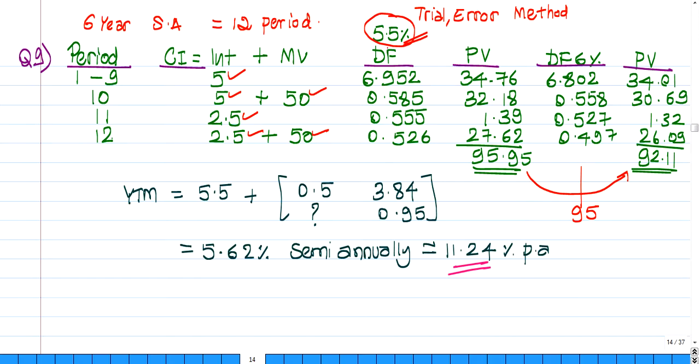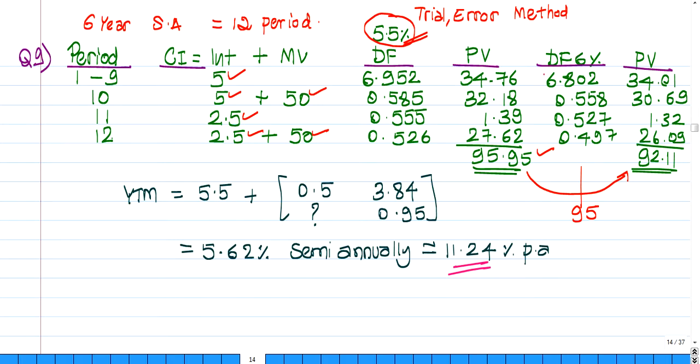Discounting factor, we will see 5.5. The discounting factor will be 6.952 for the 9 periods. 10th period 0.585, 0.555, then 0.526. Present value we get by multiplying the discounting factor into cash inflows. We'll get this figure. Then we'll see 6%.